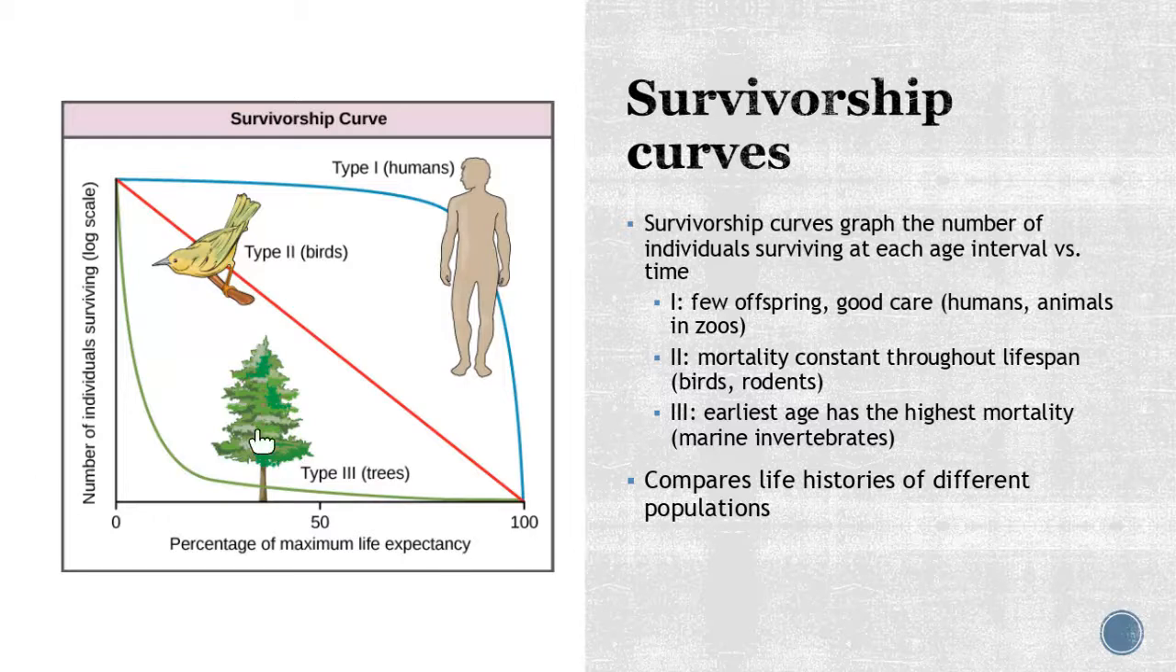And then finally, the third one is your type 3, where the earliest stage has the highest mortality. They're using trees as the example right here. So early on, most of them are going to die off. But once you make it to about right here, the probability of dying goes down. Marine invertebrates also fall into this category because they have a lot of offspring, since there's a good chance a lot of them aren't going to make it past a certain stage. So the more young that you have, the better chance of a few of them surviving.